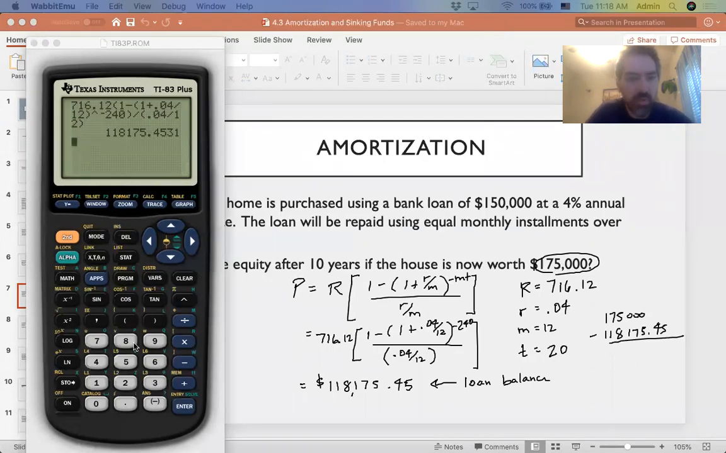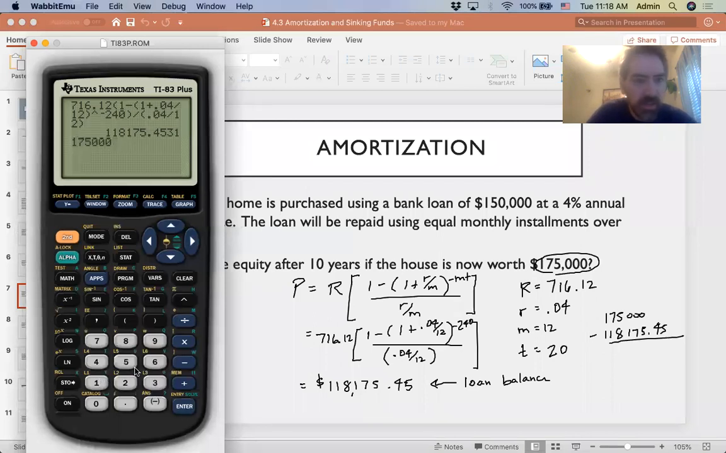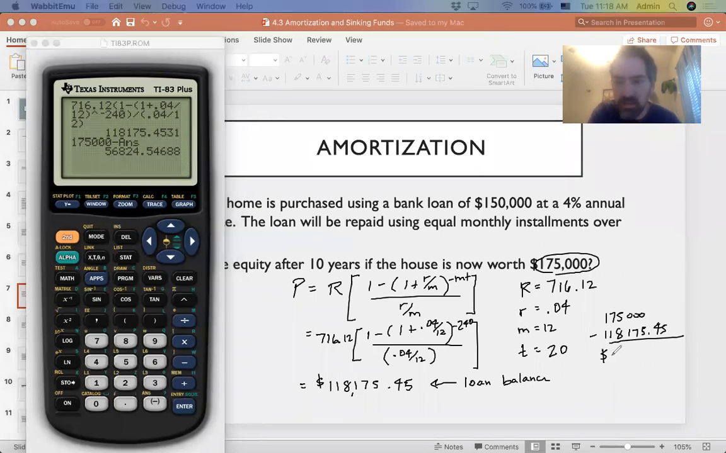And that is 175,000 minus that 118,000 number. And so our equity is $56,824.55. Right, so that means we could sell the house, and that's how much we would have left over after paying off the balance of the loan.